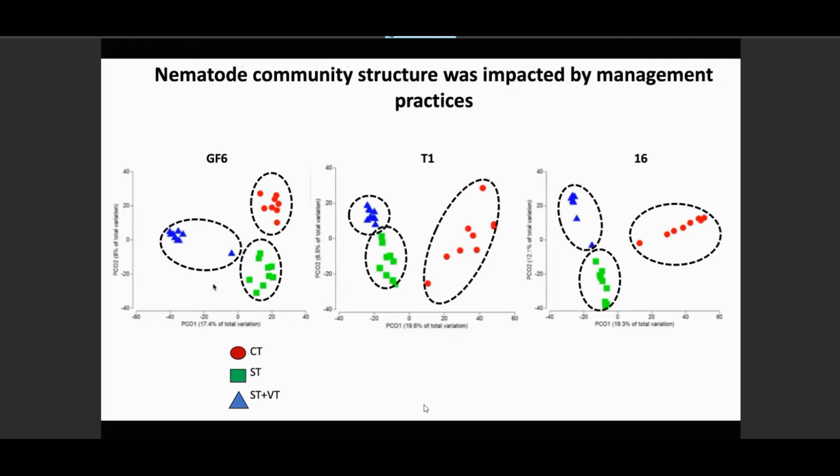So what we see is that in all three sites, we have a clear separation of the nematode communities from the different management practices, which suggests that these management practices have a very strong impact on the nematode communities in the soil.